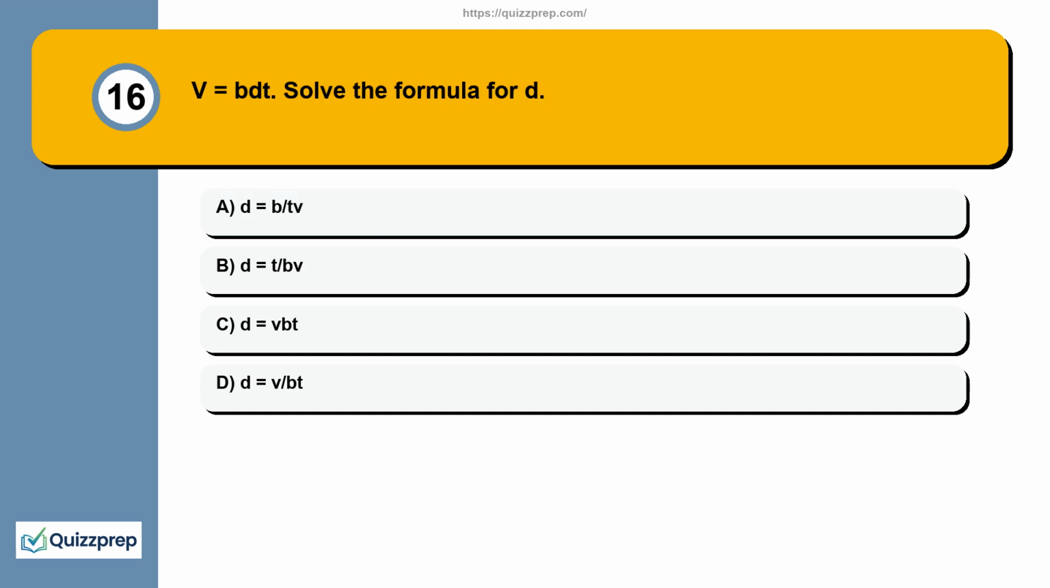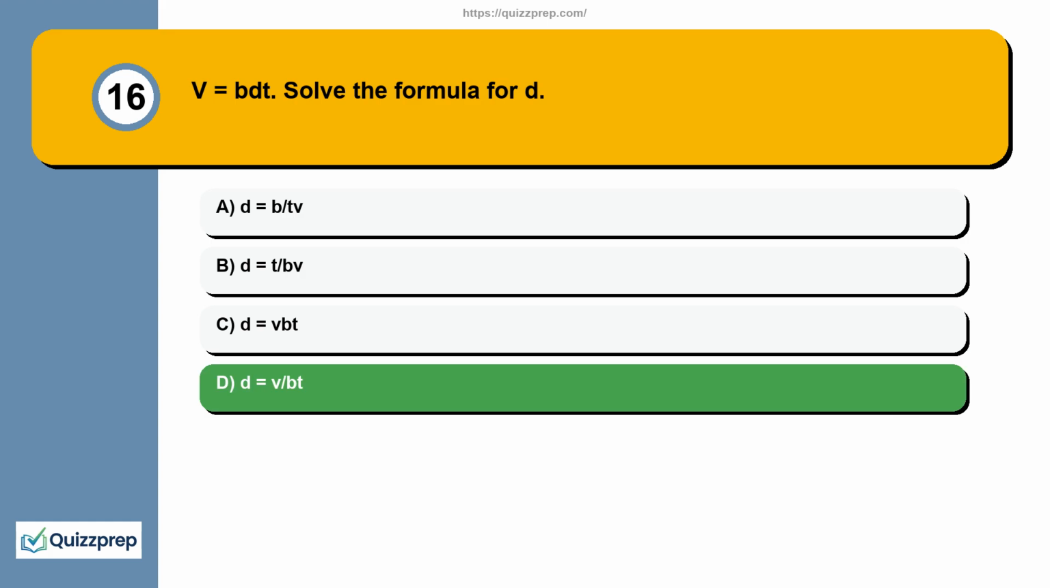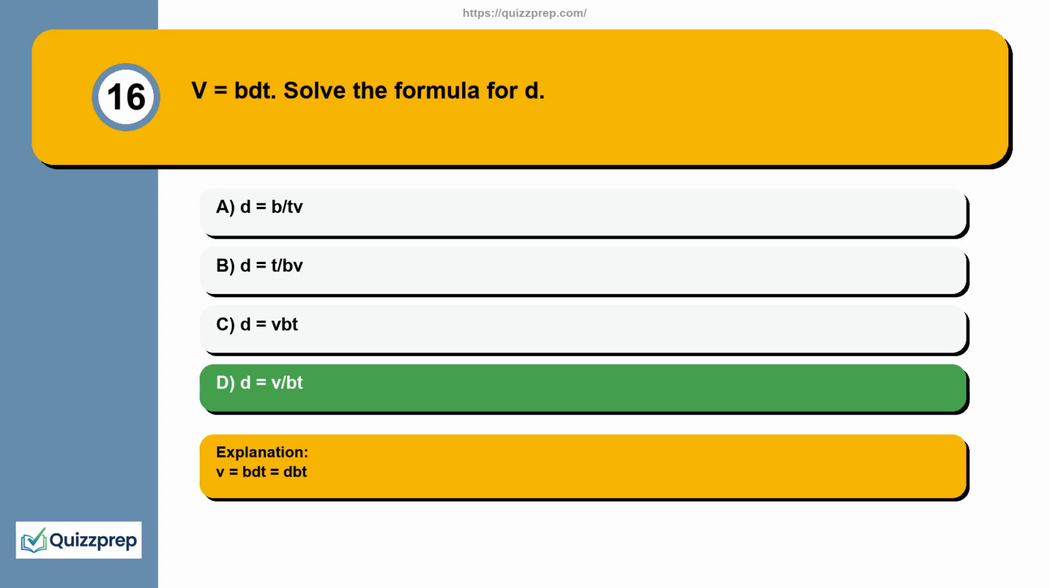Question 16. V equals BdT. Solve the formula for D. D equals B/TV. D equals T/BV. D equals VBT. D equals V/BT. V equals BdT equals dBT.